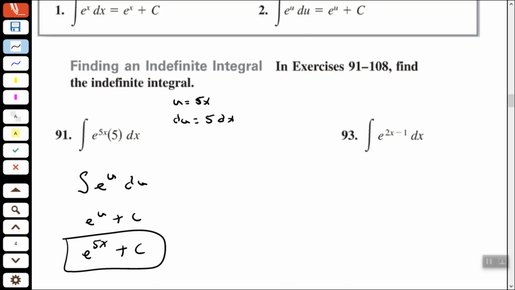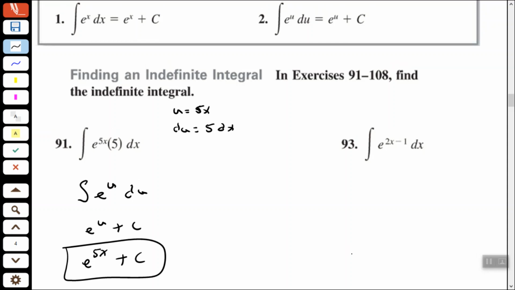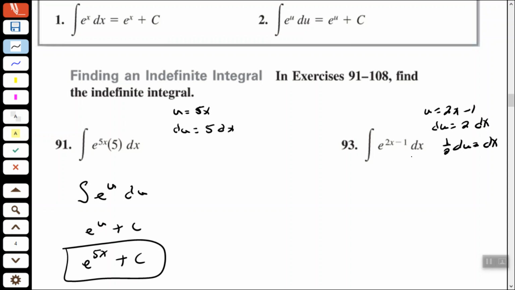So again, once we see that e, if we can let u equal that exponent and get some form of du to equal the remainder part of that function, then we'll use this theorem above. So number 93, let's let u equal 2x minus 1 and see if we can get some form of du to equal dx. So du equals 2 dx. So we can divide both sides by 2, or multiply both sides by 1/2, and that gives us 1/2 du equals dx.